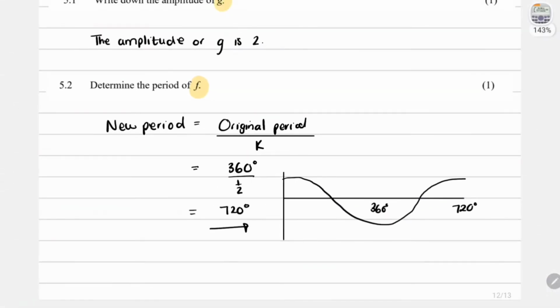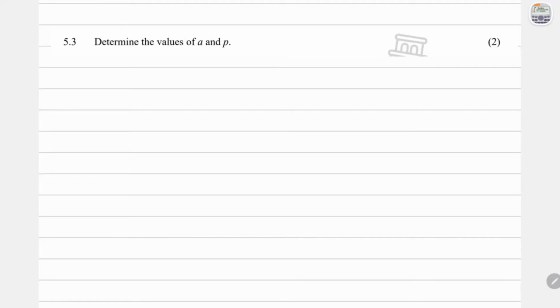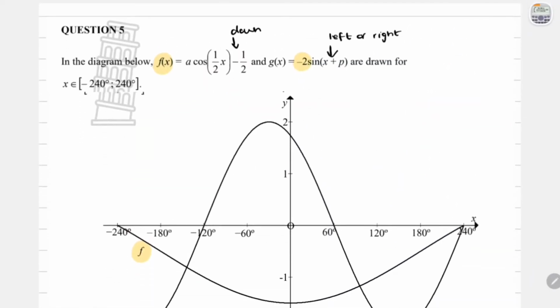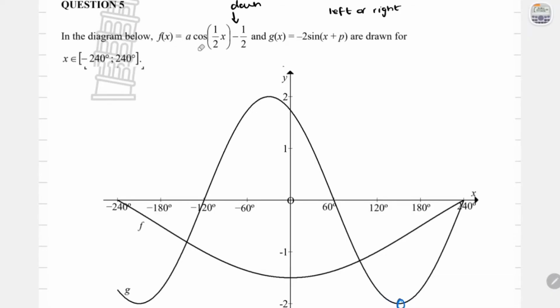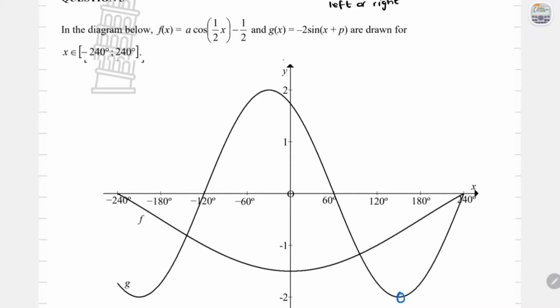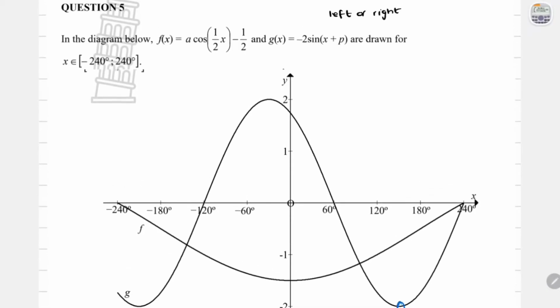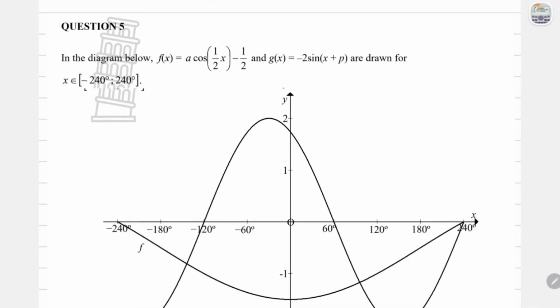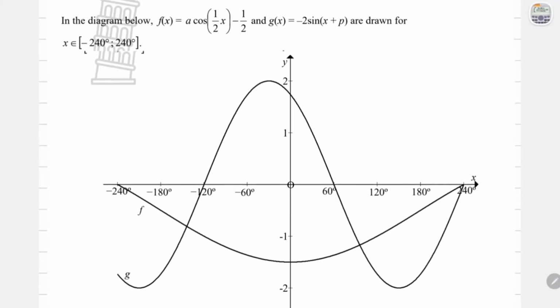Okay, moving on to the next question. Okay, so 5.3 says, determine the values of A and P. Okay, so let's look at A and P. So with A, that is referring to the coefficient of cos. Okay, let's actually just find P first, because I feel like the sine graph is just so much more simple to look at. So for the cos graph, we'll look at what the original graph looks like and look at those key points to find out what exactly it's going to be.